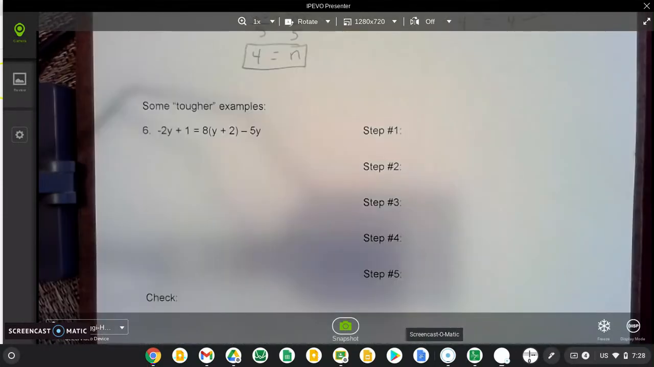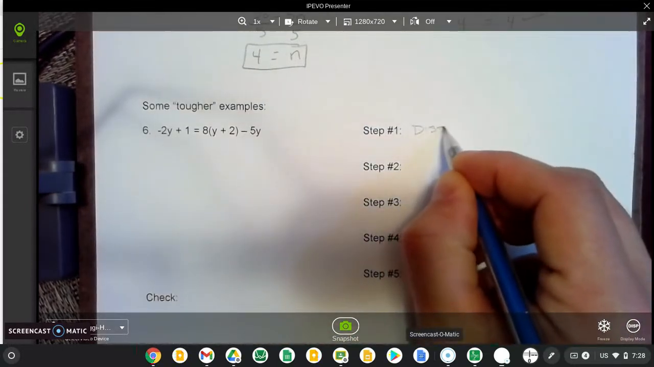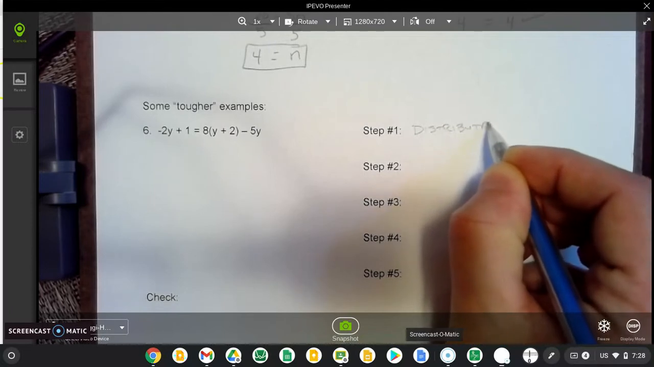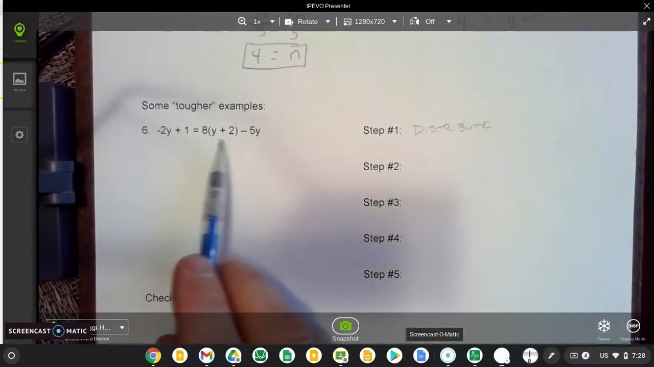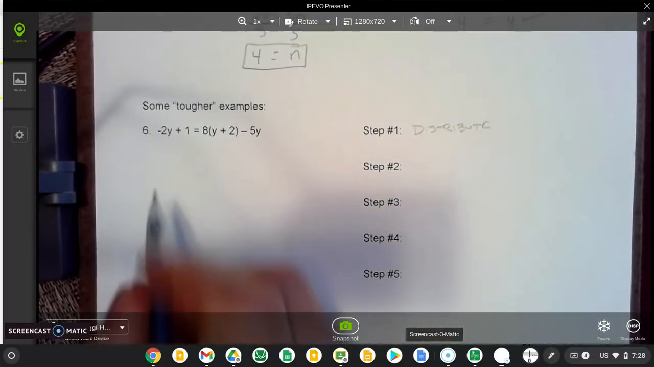Let's go ahead and try a tougher example. We have negative 2y plus 1 equals 8 times (y plus 2) minus 5y. Okay, the first thing that we're going to have to do here is distribute. If you notice on the right-hand side, 8 is multiplying y plus 2. So we'll go ahead and do the distributive property.